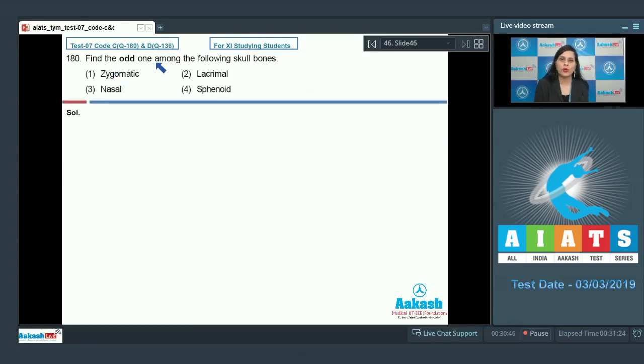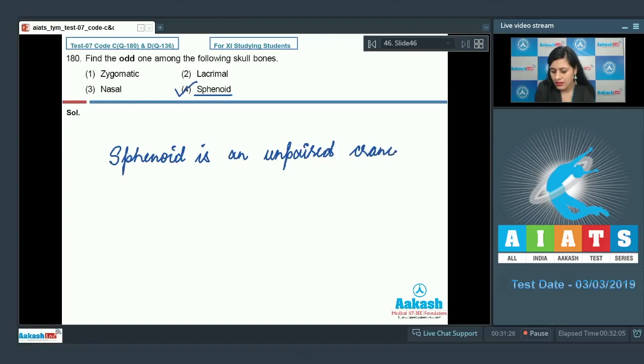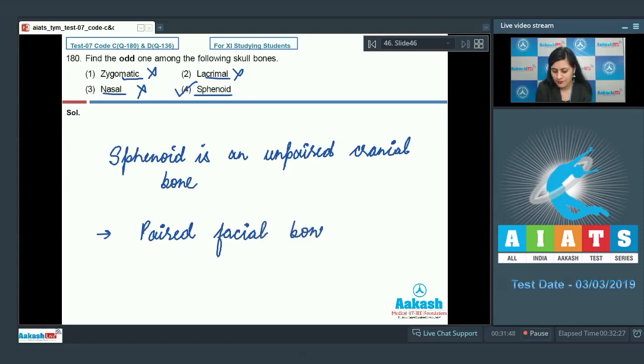Question number 180. Find the odd one among the following skull bones, and the options are zygomatic, lacrimal, nasal and sphenoid, and the correct answer to this question is option number 4, sphenoid, because sphenoid is an unpaired cranial bone, whereas the rest of the options, that is zygomatic, lacrimal and nasal, are incorrect options, because these are paired facial bones. So the correct answer to this question is option number 4.